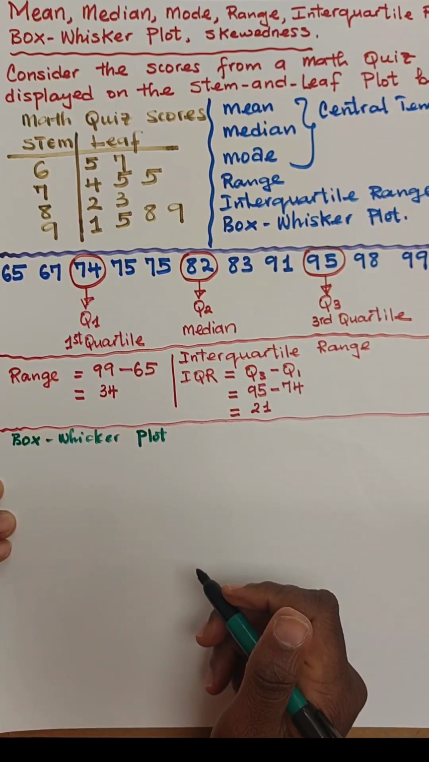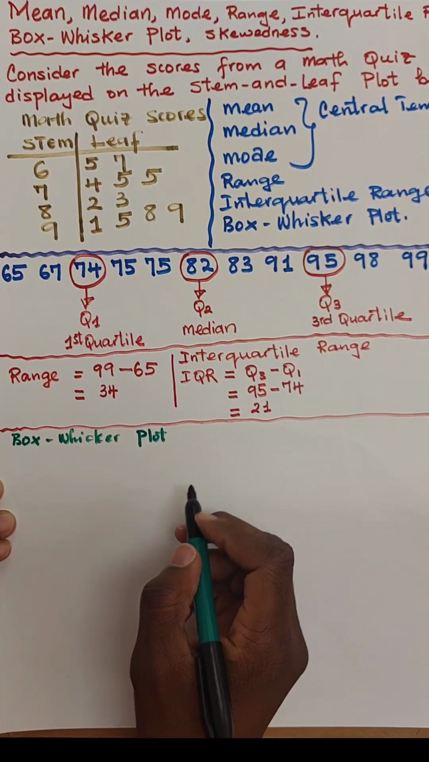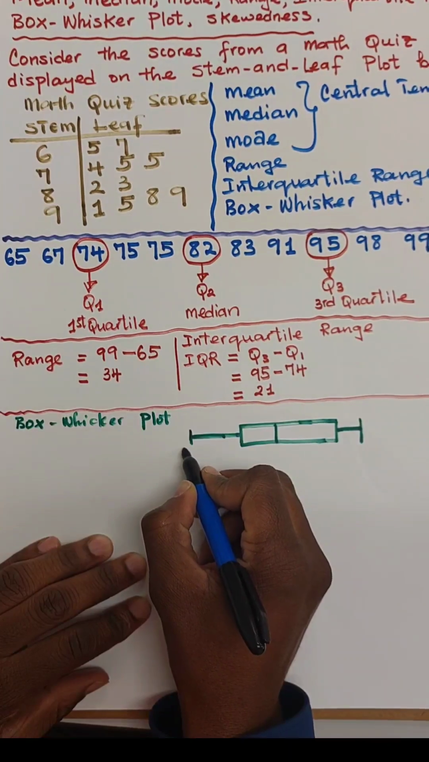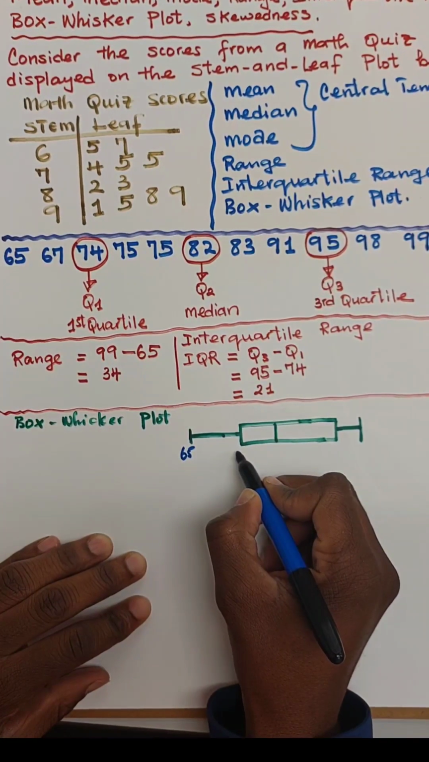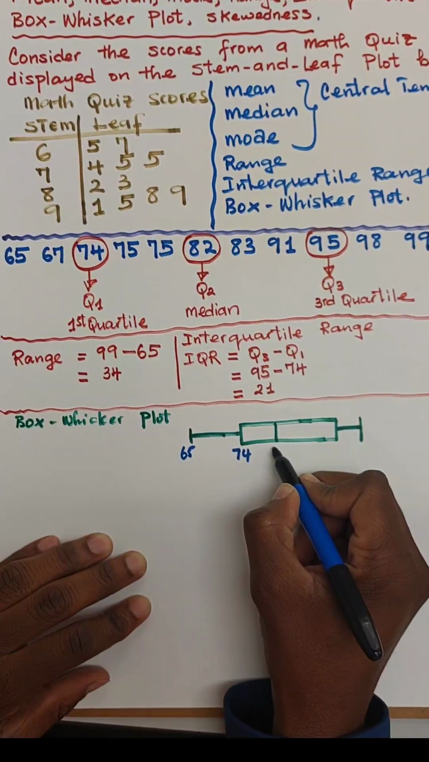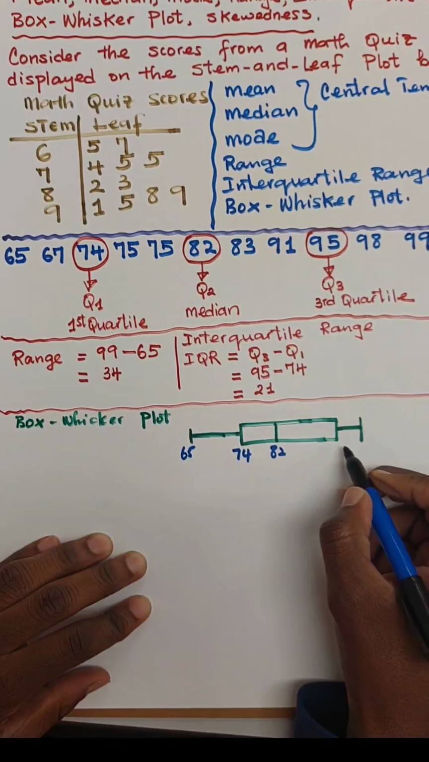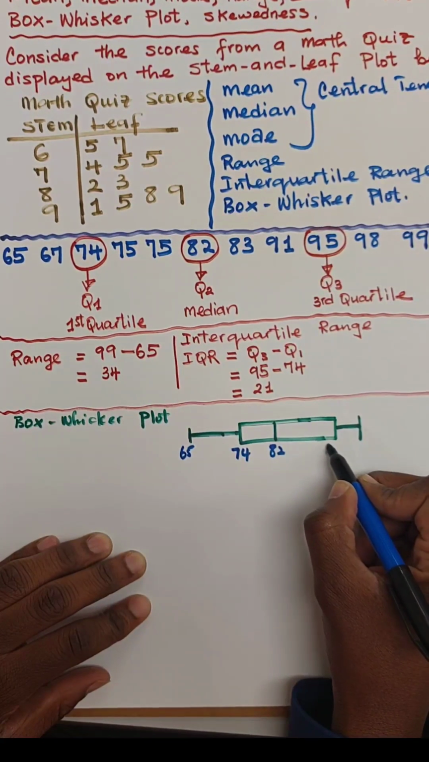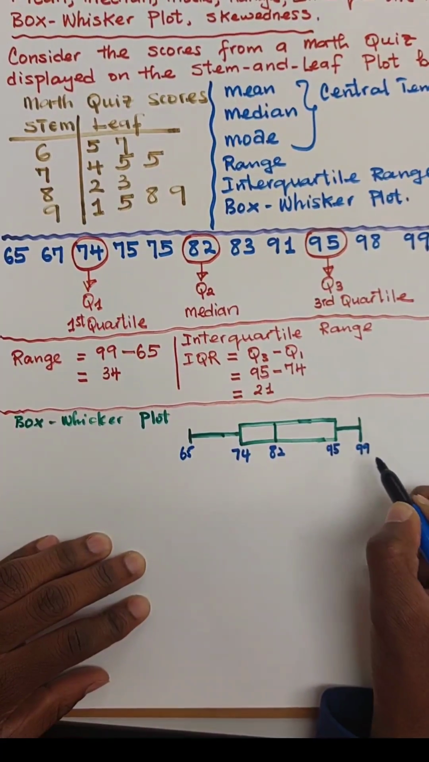So now that we know the first quartile, the second quartile, and the third quartile of this data, we can make a box and whisker plot for this data. So for the box and whisker plot, this will be a 65 here. This is the first quartile, which is 74. This is the median here, which is 82. This is the upper quartile or the third quartile. This is the third quartile, which is 95. And this is the highest score, which is 99.